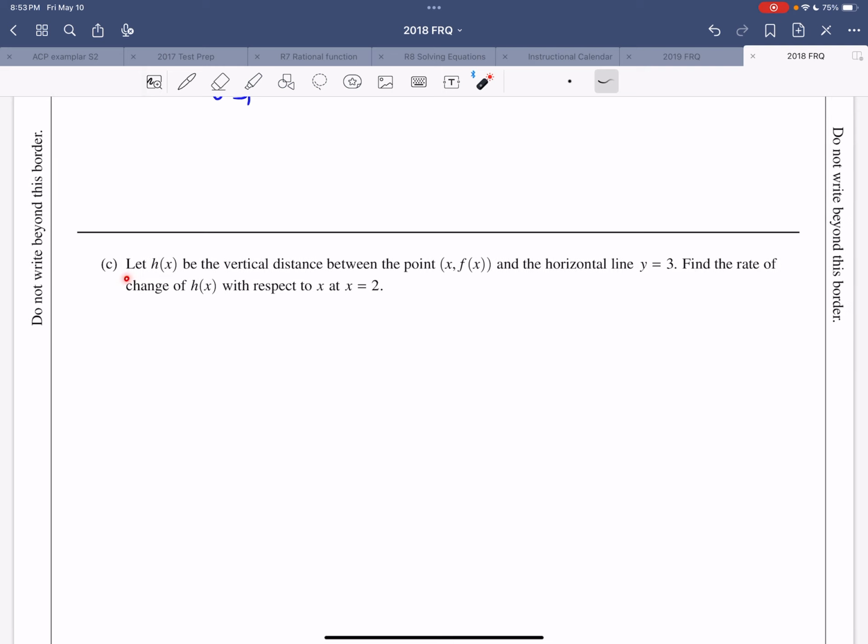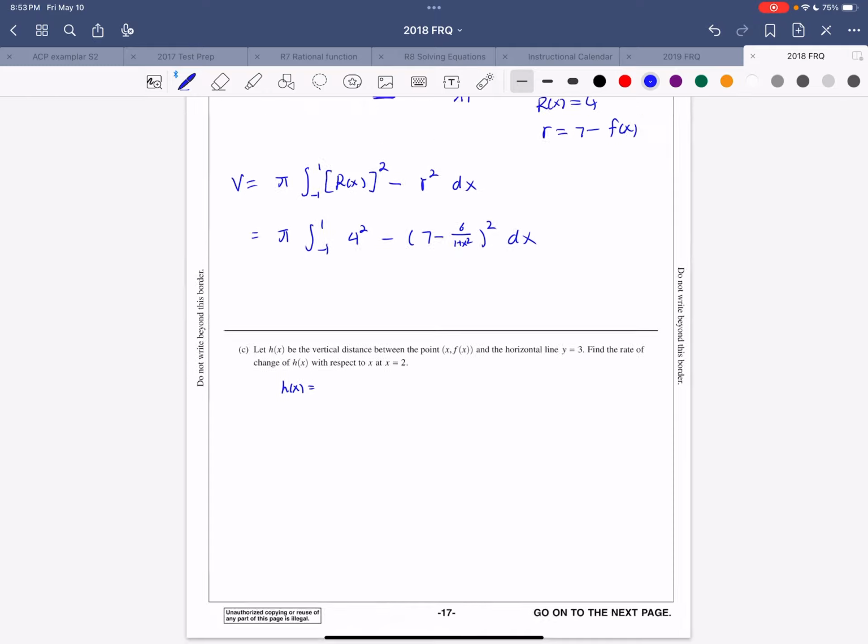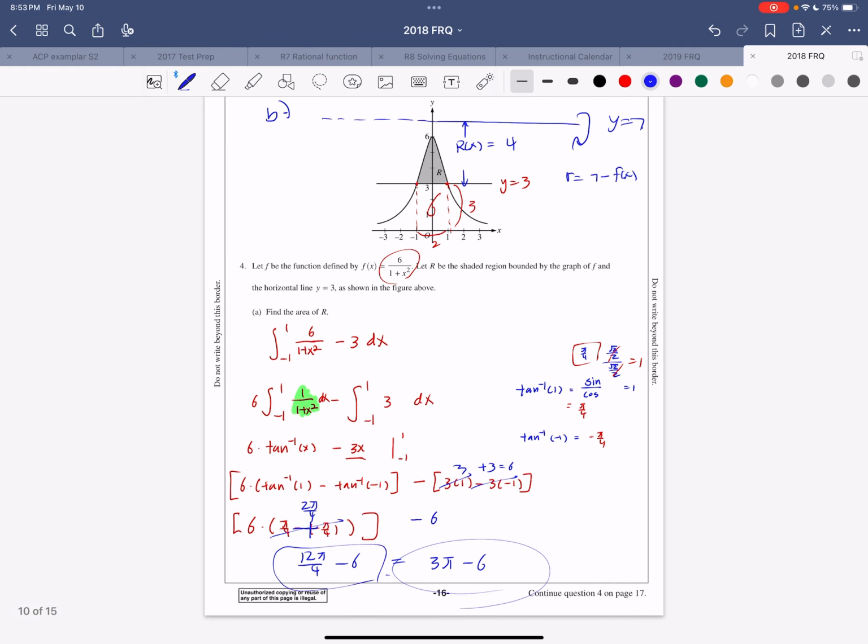So, last one: let h of x be the vertical distance between this one and the horizontal line, whatever here. It says find the rate of change of h of x. So basically, the question is asking to find the rate of change, which means find the first derivative. So let's do this. What's h of x going to be?